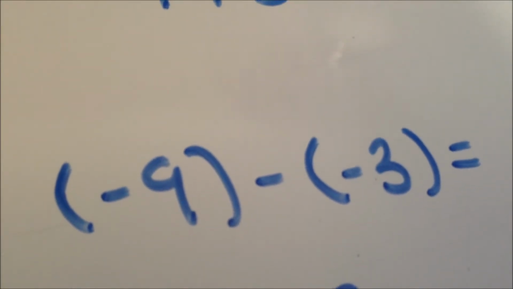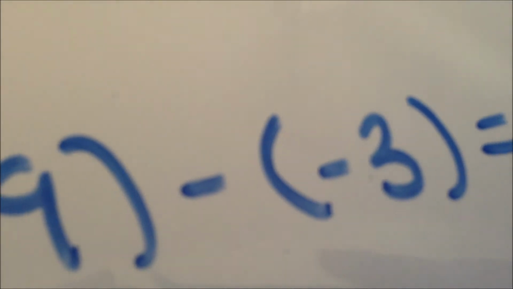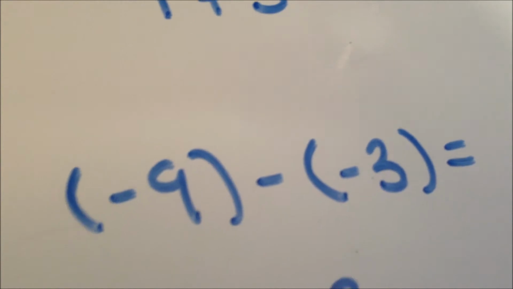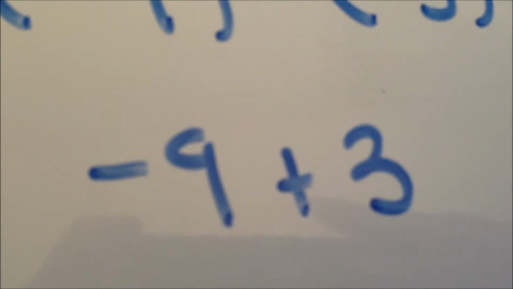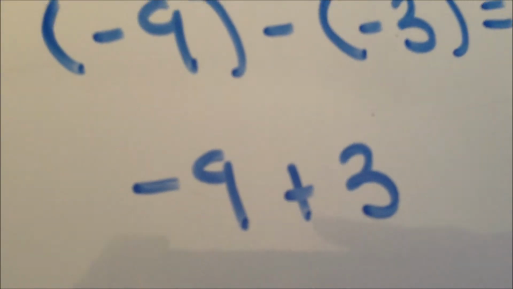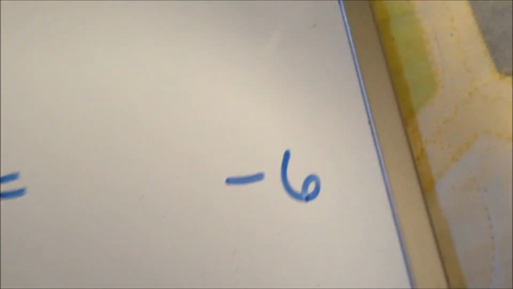-9 minus -3, again, I would strongly advise that you rewrite anytime you have minus a negative. So -9 plus 3. Now, once you get to this situation, you can use the different signs difference rule. So we're going to subtract. 9 minus 3 gives you 6, but our answer is negative because of the 9.